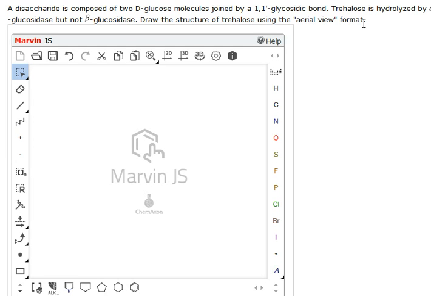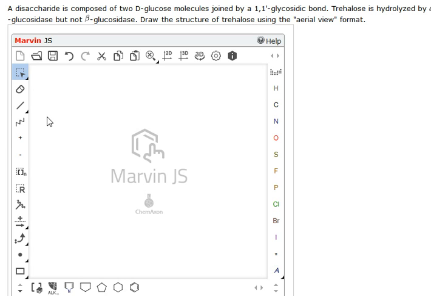Okay, trehalose is hydrolyzed by an alpha-glucosidase, but not by a beta-glucosidase. So we know the anomeric carbons, there are actually two anomeric carbons, and at both attachments they're going to have the alpha conformation.